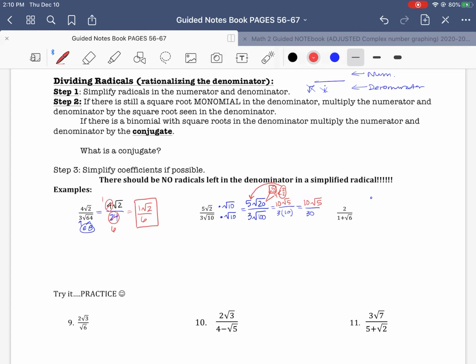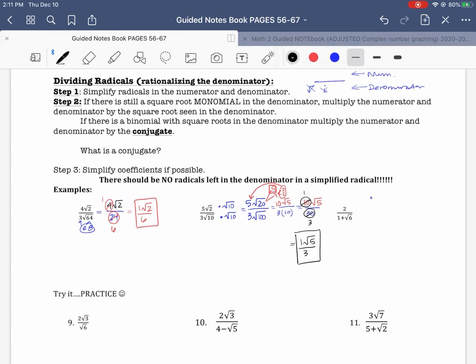Sorry about that. So in this case, again, we ask that same question. Can something divide out of these two coefficients? Well, they both end in 0. They're both divisible by 10. So 10 goes into 10 once. 10 goes into 30 3 times. So we're going to have 1 square root of 5 all over 3.